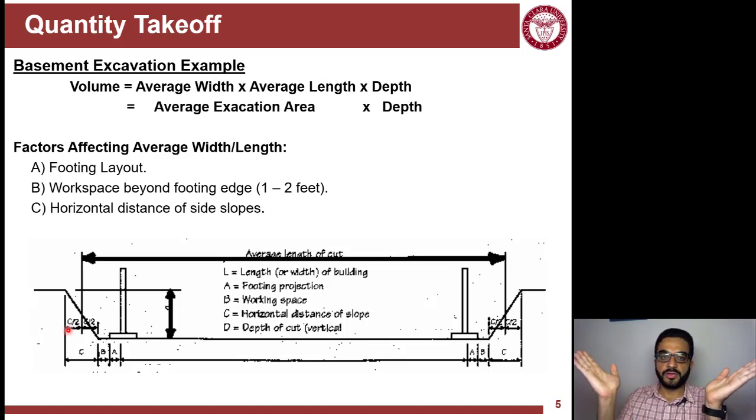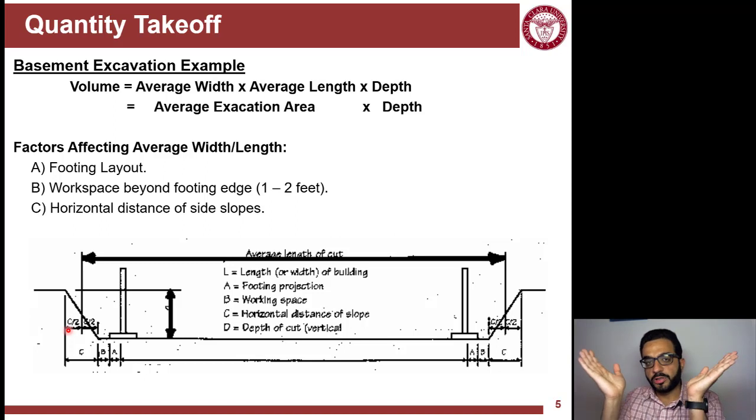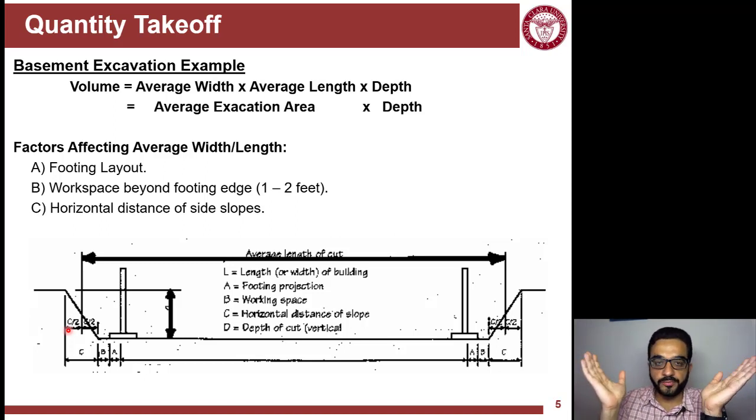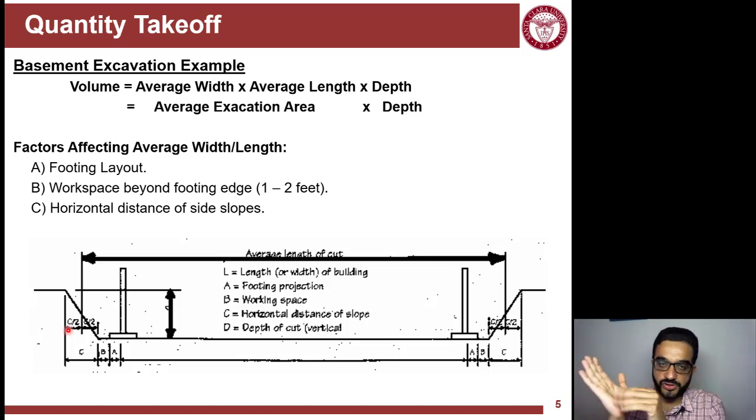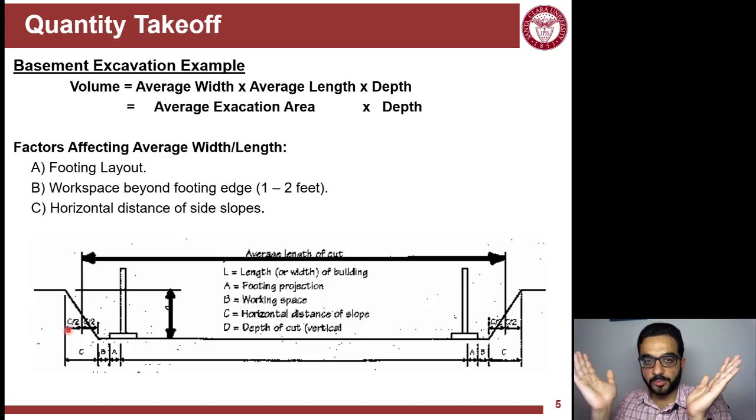So the natural slope of the soil: if this is the construction method and you're not using any support systems to keep the soil vertical, then you will leave it at its natural angle of repose. So you need to know what that angle is, and it depends on what type of soil you have.